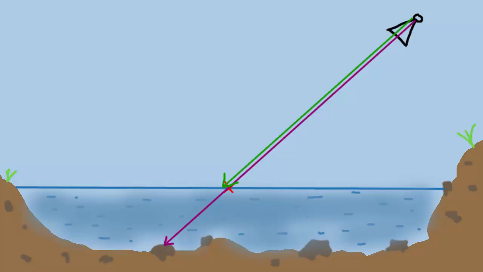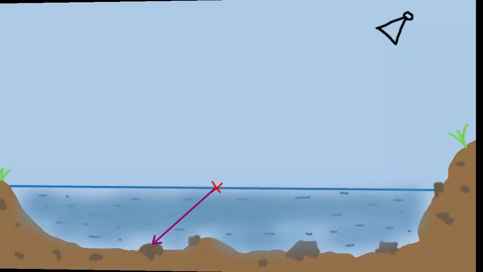If we then subtract one distance from the other, we're left with this distance here, which is the depth of the water from the camera's perspective, or more specifically, the amount of water that's between the camera and the terrain or the object under the water. Once we know this distance, we can use it to add all sorts of depth effects to the water.